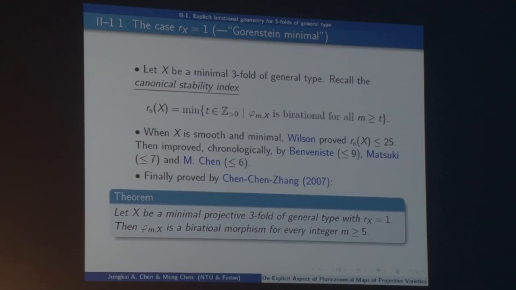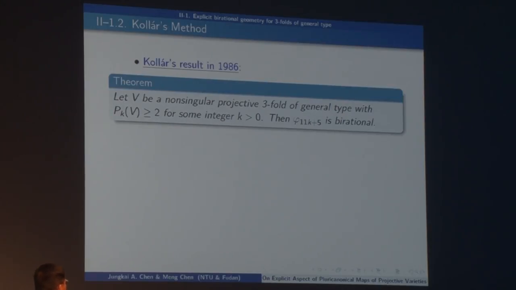So the most interesting situation is the non-Gorenstein case. This is a very recent story. The first breakthrough was made by János Kollár in 1986. The result says that suppose you have some integer k so that P_k is at least 2. Then the theorem says that the (11k+5)-canonical map is birational.